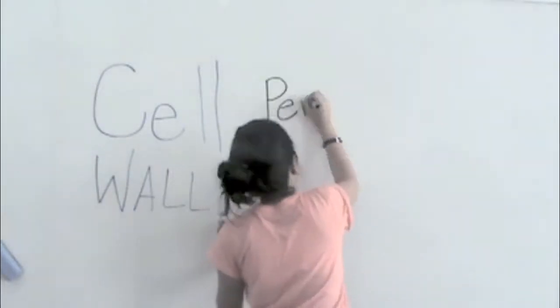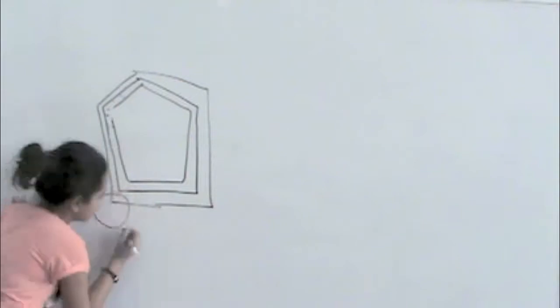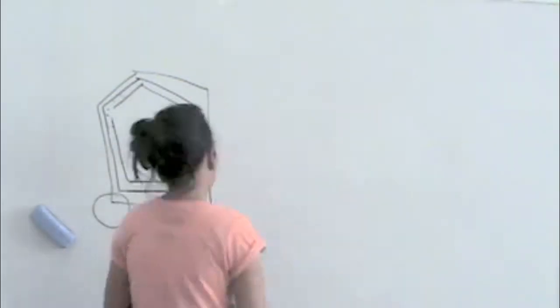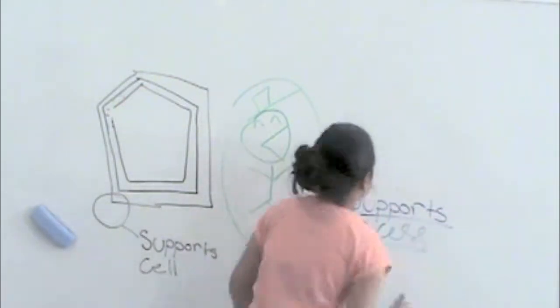I think that the cell wall would be the person who starts the whole process from the Congress in the first place. I think so because one of the cell wall's main jobs is to support the cell. And of course, this person supports this process because they want their law to be heard and they want it to happen.